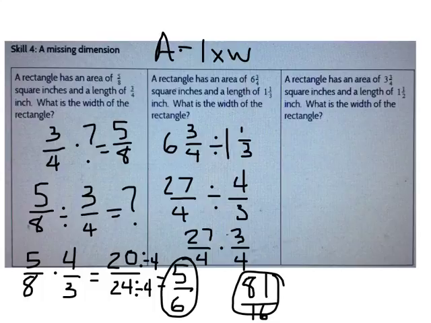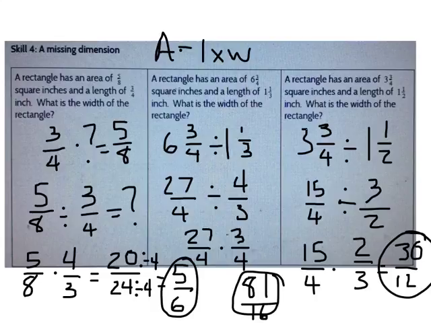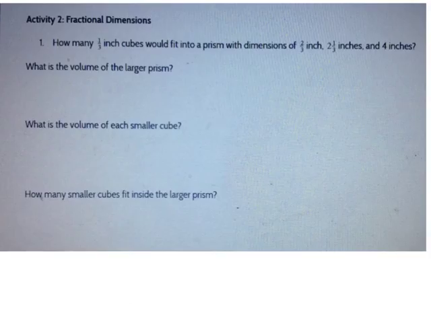Now you try one. A rectangle has an area of 3 3/4 square inches and a length of 1 1/2 inch. What is the width of the rectangle? Go ahead and solve that problem now. The correct answer is 30/12. 3 3/4 is equal to 15/4. 1 1/2 is equal to 3/2. When I multiply 15/4 times 2/3, I get 30/12.